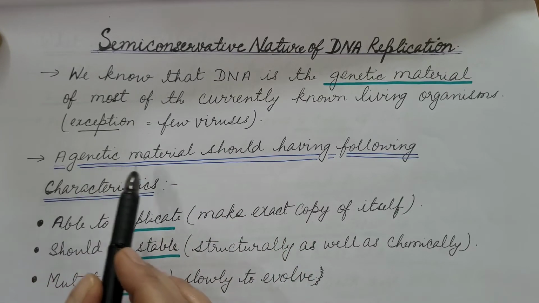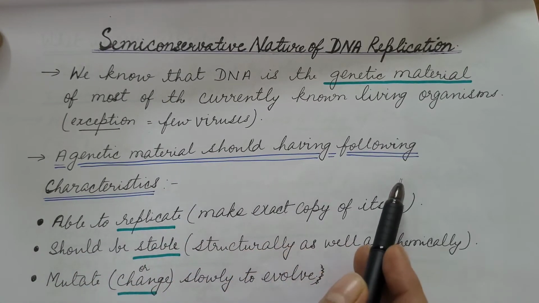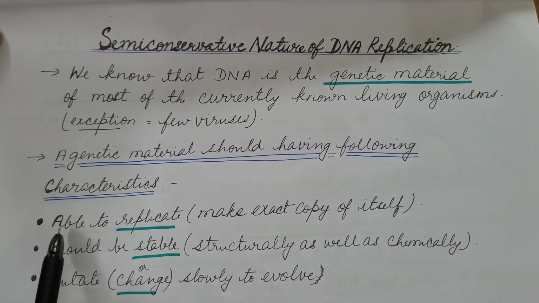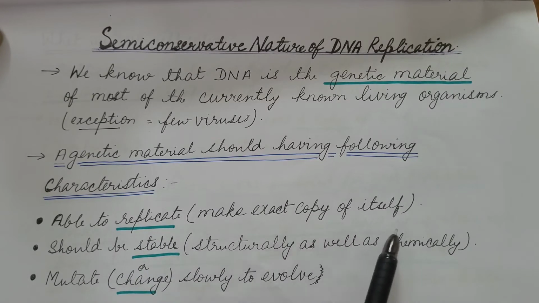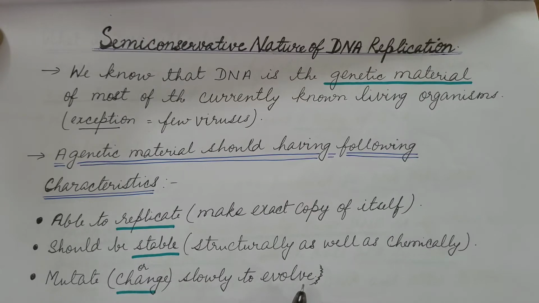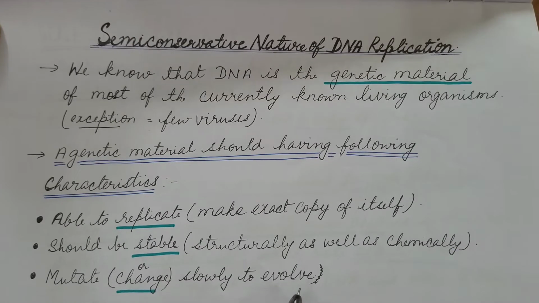Now, a genetic material should have the following characteristics or properties. First, it should be able to replicate, that is, make an exact copy of itself. It should be stable, structurally as well as chemically, and should be able to mutate or undergo changes in order to evolve slowly to survive in the changing environment.